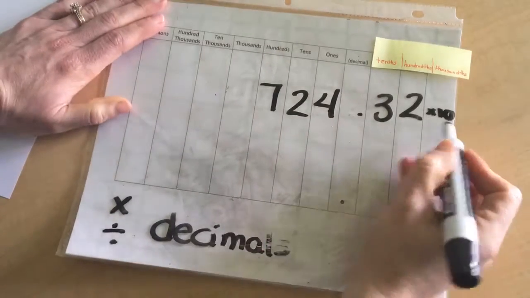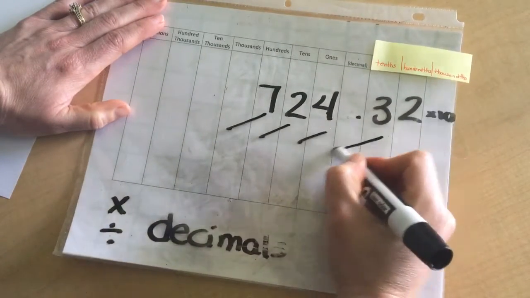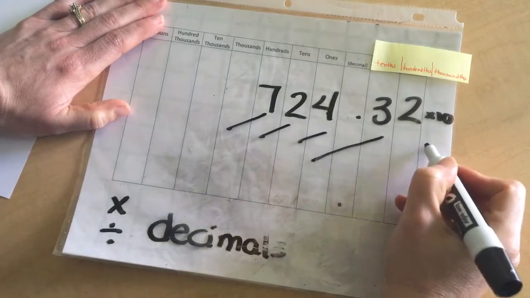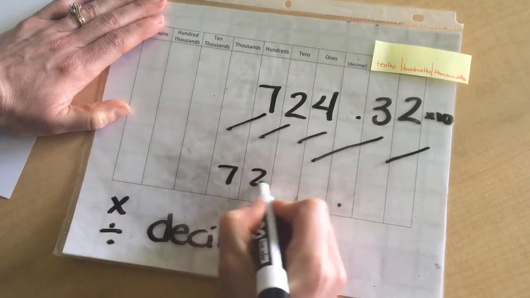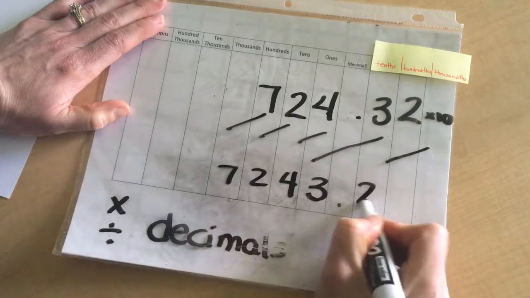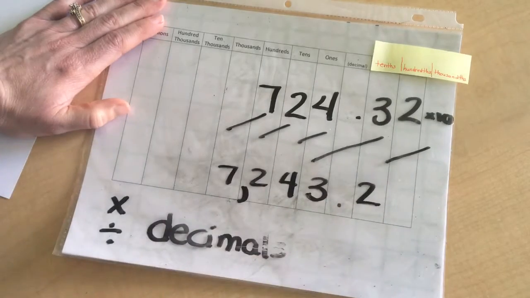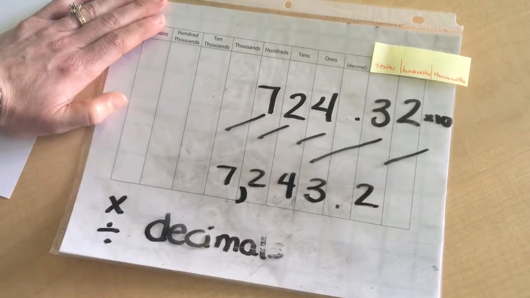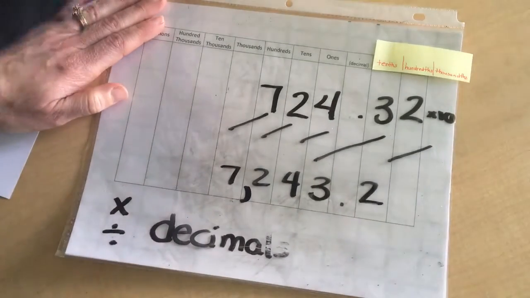All right, so hopefully when you said times 10, you shifted everything one place. So your new number should be 7,243 and 2 tenths. If you got that, well done.